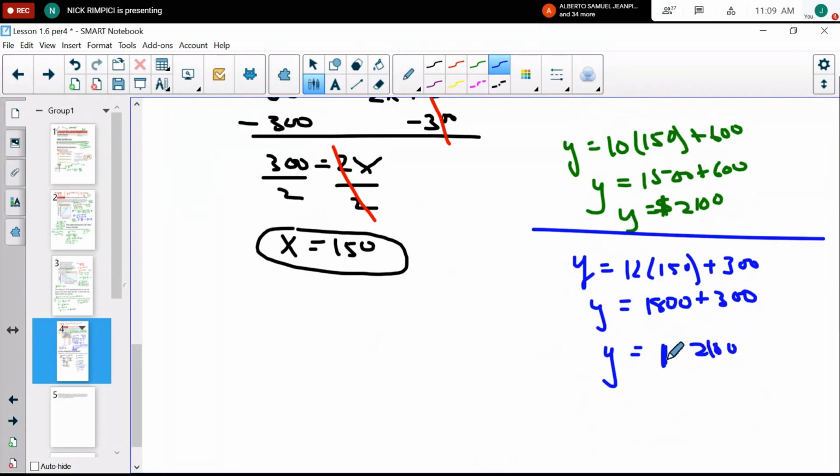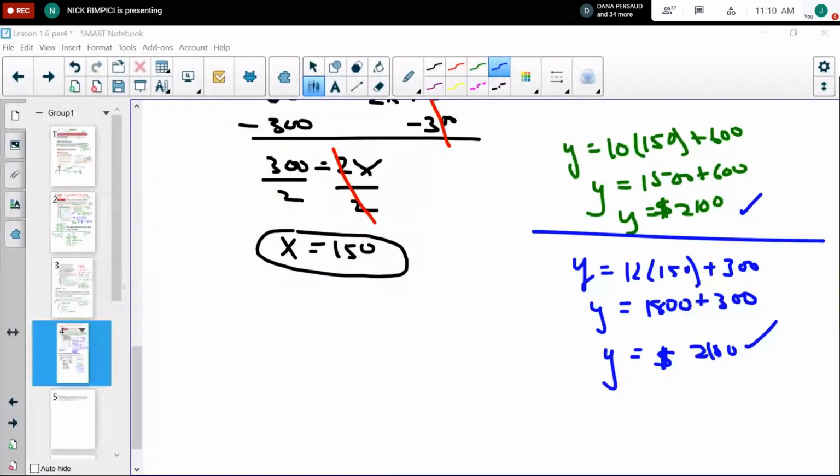And you can see that that's the exact same thing that you get if you attend Sunview. The costs are the same. So at $150, it doesn't make a difference which place we attend. The price is going to be exactly the same. Okay. So that's basically how you'd work out this question.